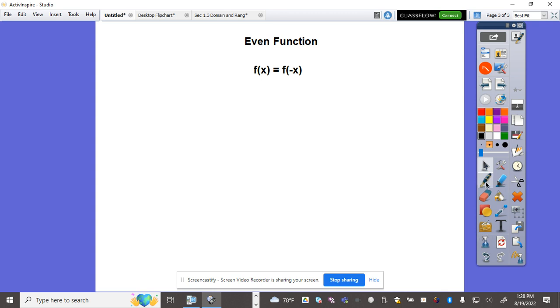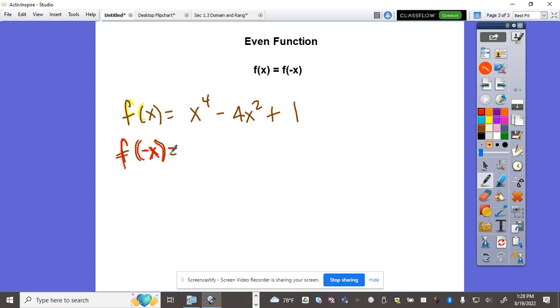One more. Let's have here f of x is equal to x to the fourth minus 4x squared plus 1. So again, we're going to try f of negative x. Let me use a different color for that. f of negative x is negative x to the fourth minus 4 times negative x squared, the square should be outside, plus 1.